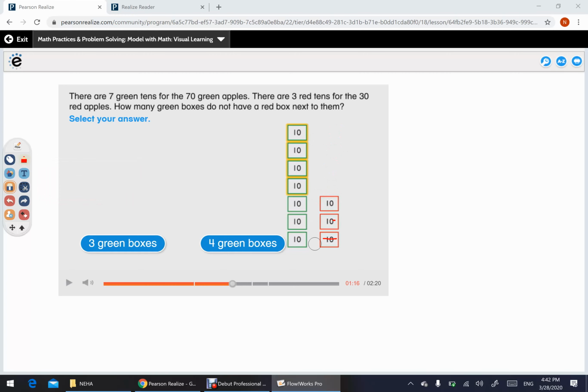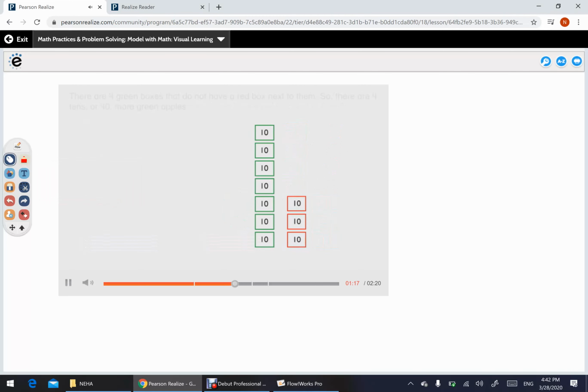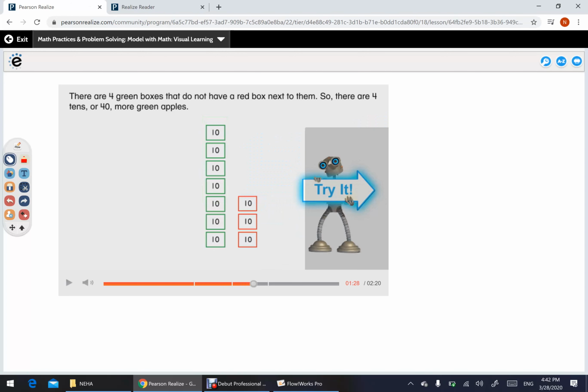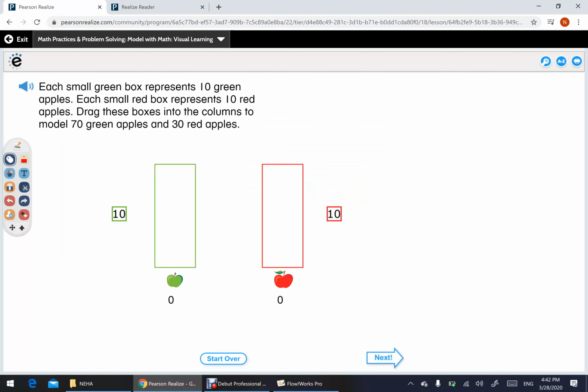Excellent. It will be 4 green boxes. Good job. There are 4 green boxes that do not have a red box next to them. So there are 4 10s, or 40 more green apples. Let's try it.